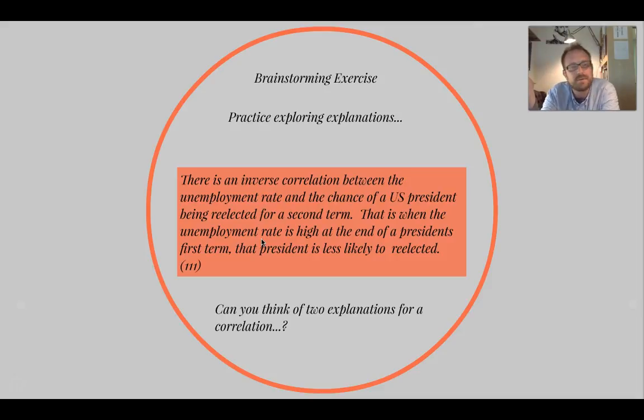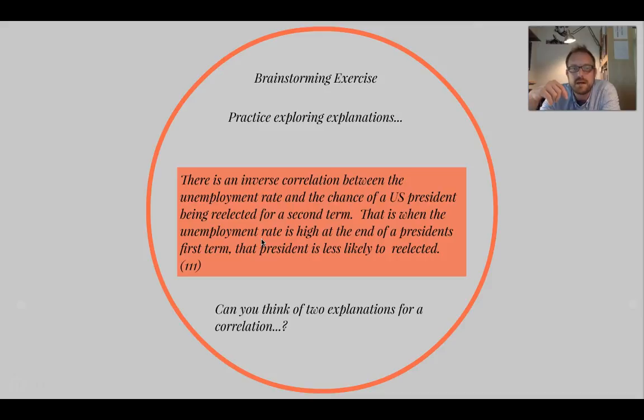For instance, one example might be that both of these have to do with a third factor, namely people's personal satisfaction. When the unemployment rate is high, people are less likely to be satisfied with the status quo. And when people are not satisfied with the status quo, they're probably less likely to vote for a president who represents the status quo, the current president. That would be one type of explanation.